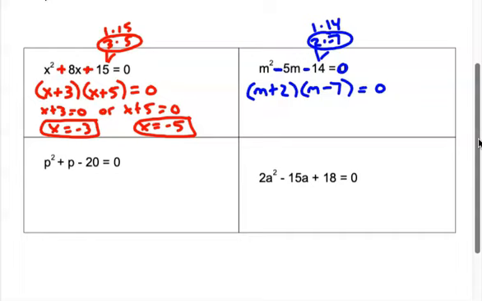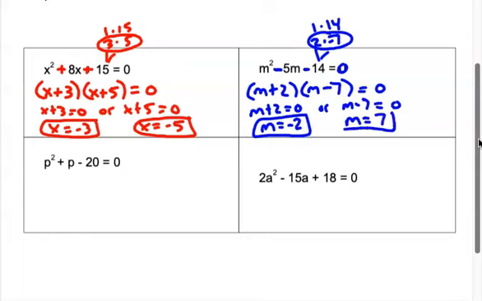So this will give me two potential answers, m plus 2 equals 0 or m minus 7 equals 0. On the left, we're subtracting 2 from both sides, so -2 would give me a 0 there. On the right, we're adding 7 to both sides, so m equals +7 would be my other answer.